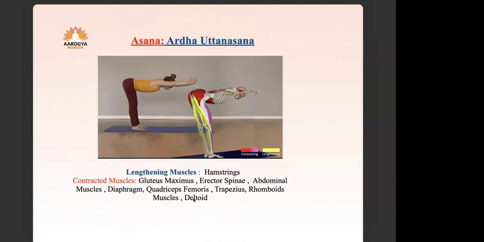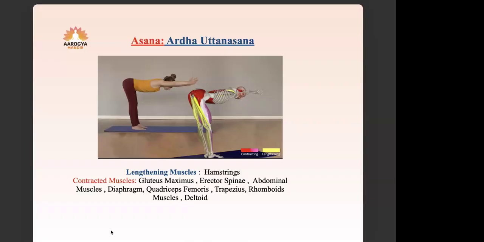Let's see. Here the lengthening muscle is only one, and that is the hamstrings. You can see over here the hamstrings are only getting stretched. But what are the contracted muscles? It is contracting the gluteus maximus. It is contracting the erector spinae muscles. It is also contracting the abdominal muscles. It is also pulling up the diaphragm. It is contracting the quadriceps femoris. It is contracting the trapezius over here, rhomboids, and of course, deltoid.